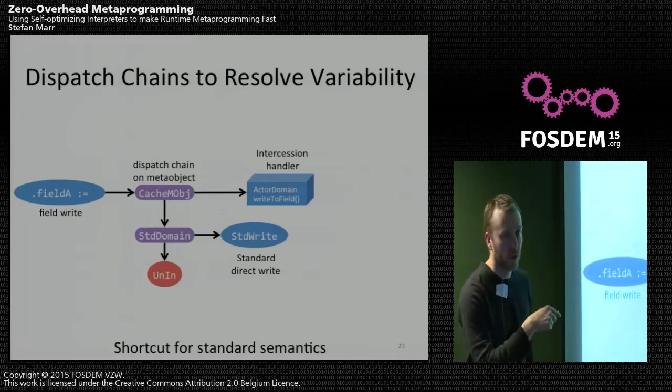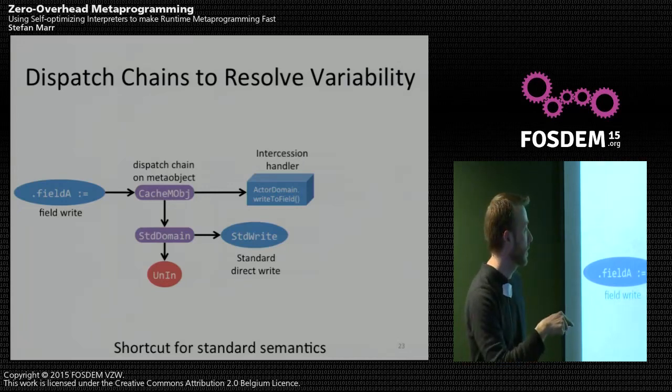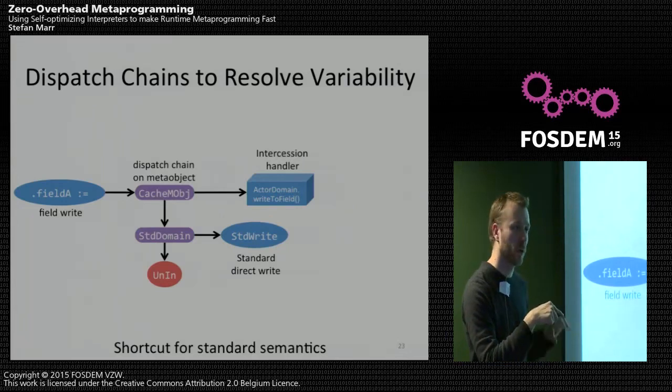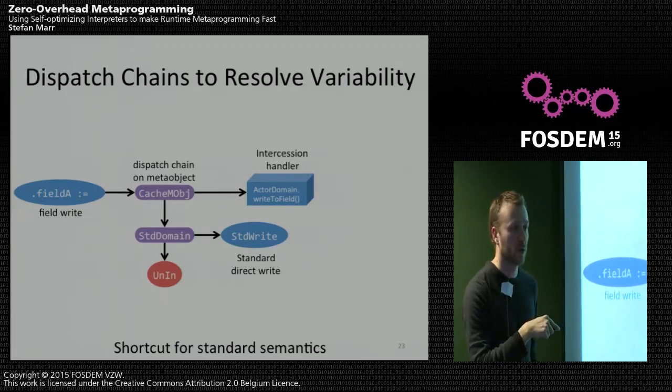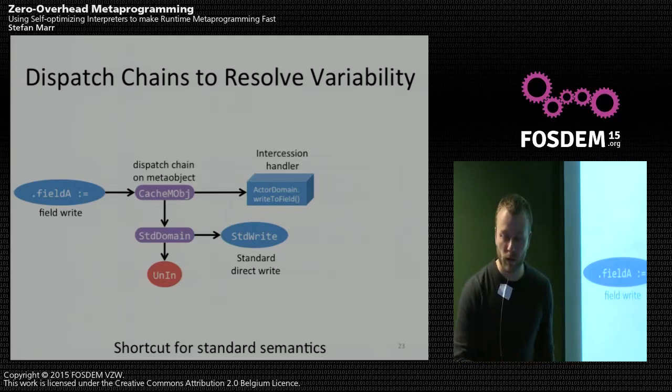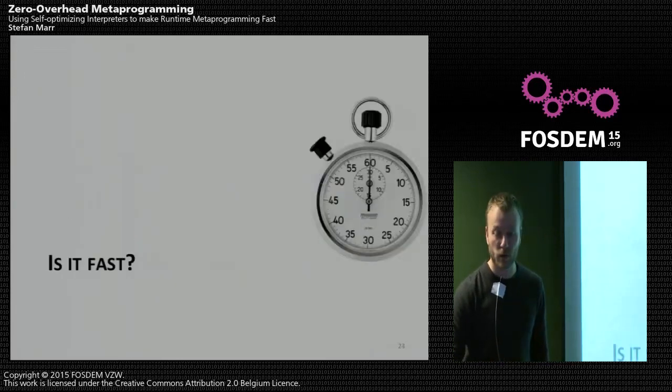Interestingly, it's a very generic abstraction. In case we only have the standard semantics of our language, we do not actually use all that fancy stuff, and we can really just directly do the write. So in the end, there's supposed to be no overhead in the system if you don't use the fancy meta-object protocol stuff. Okay, so now briefly, to check whether it's actually fast.